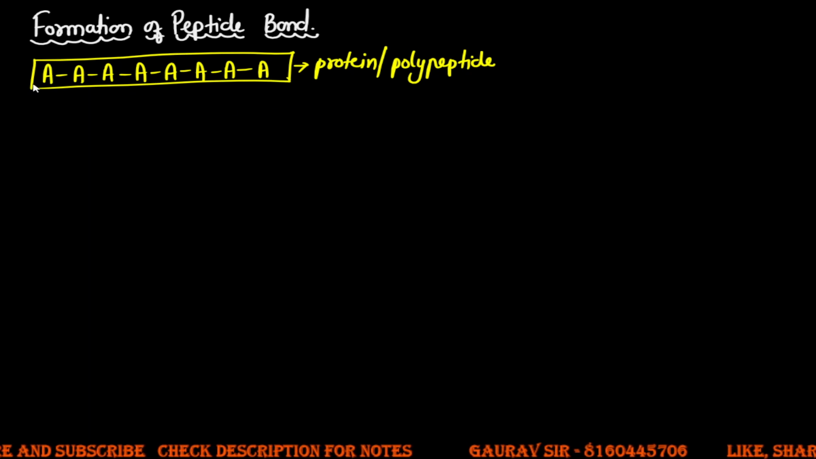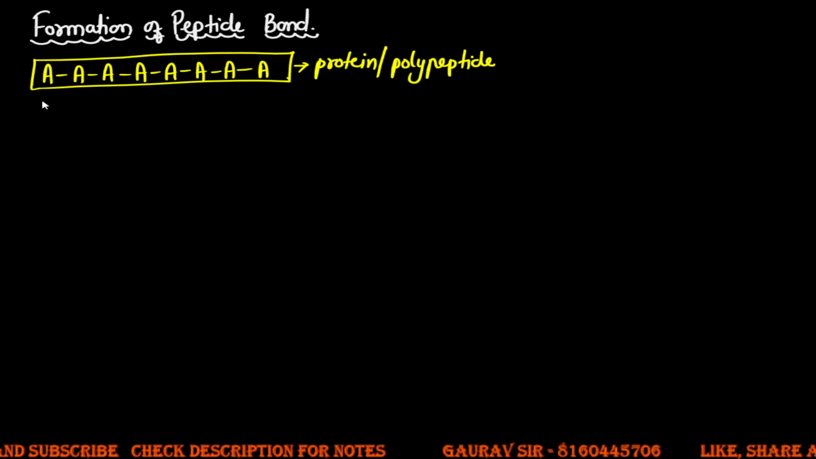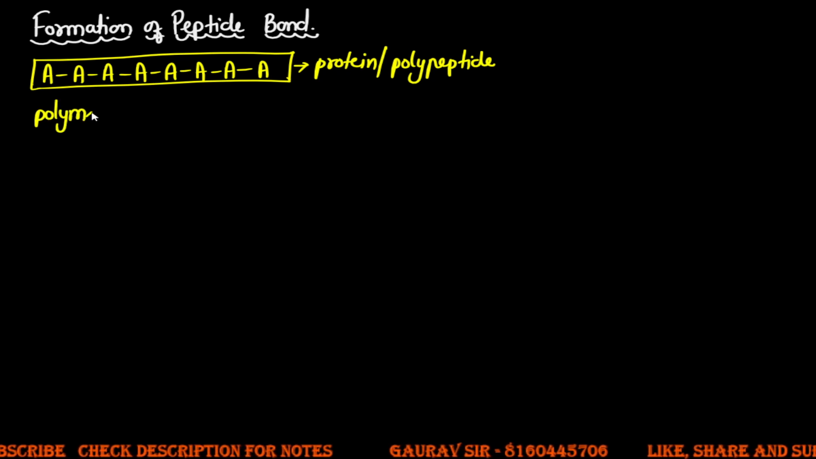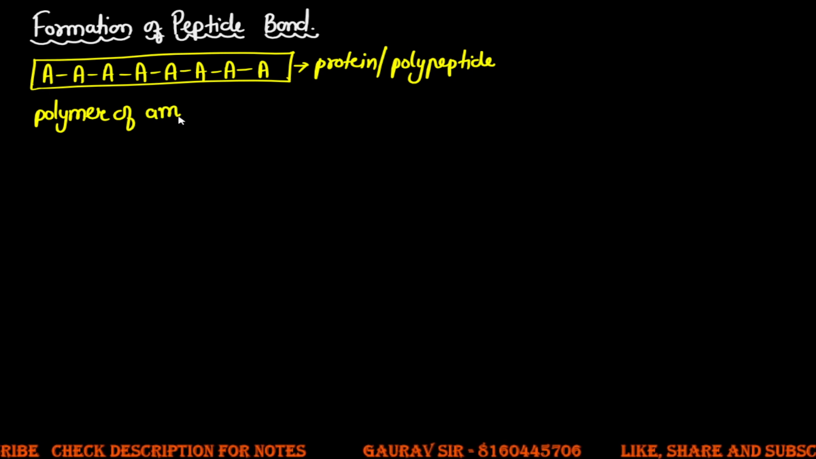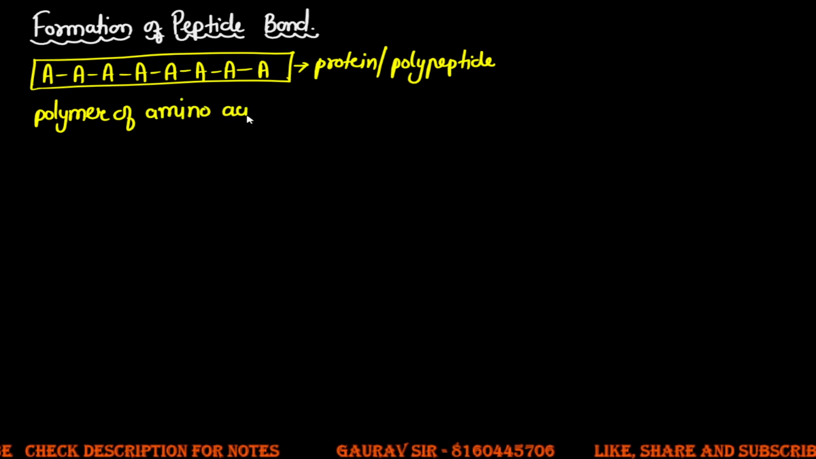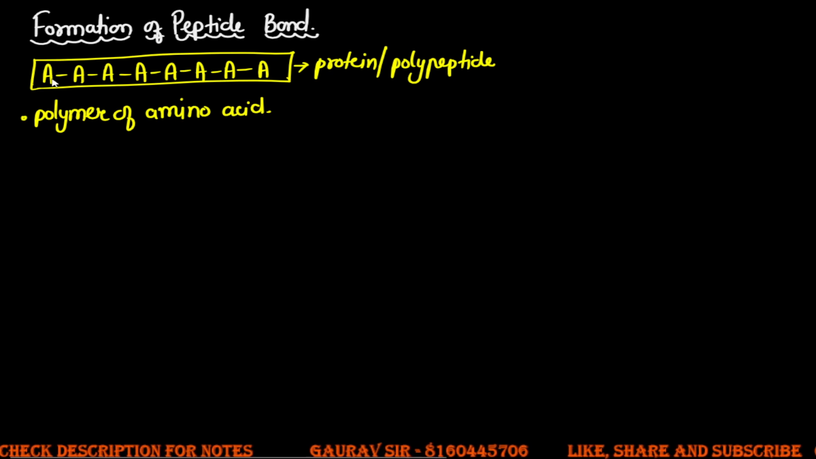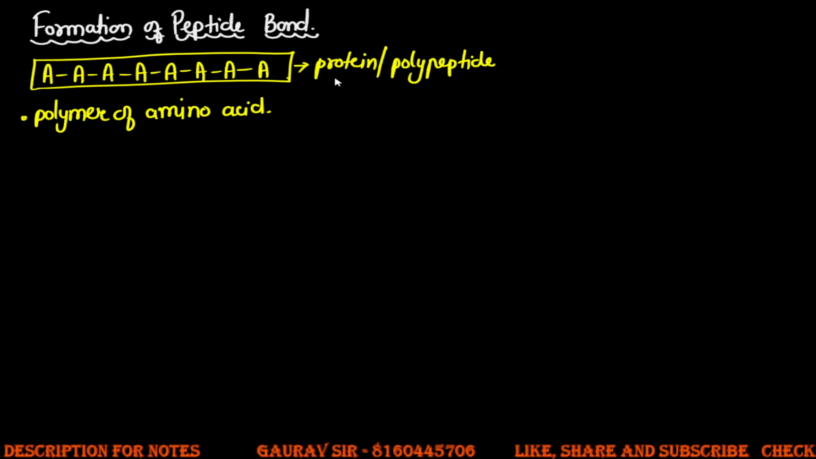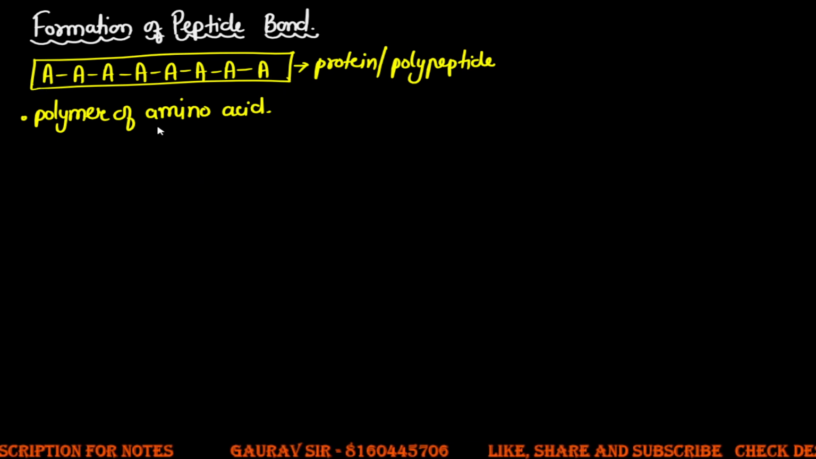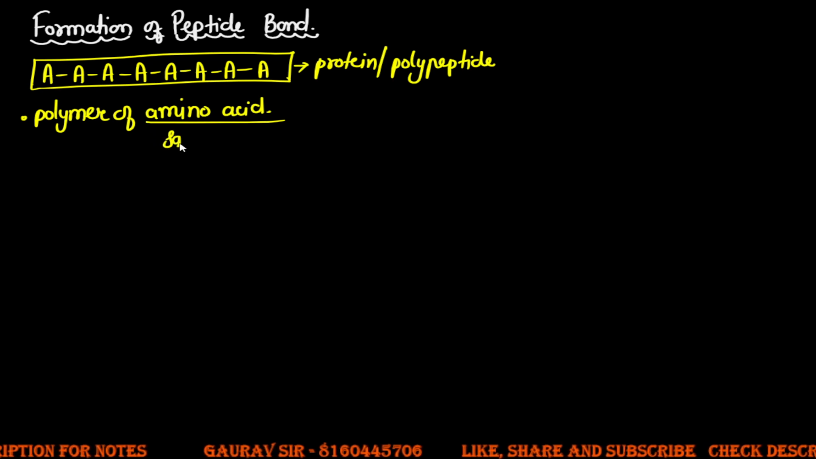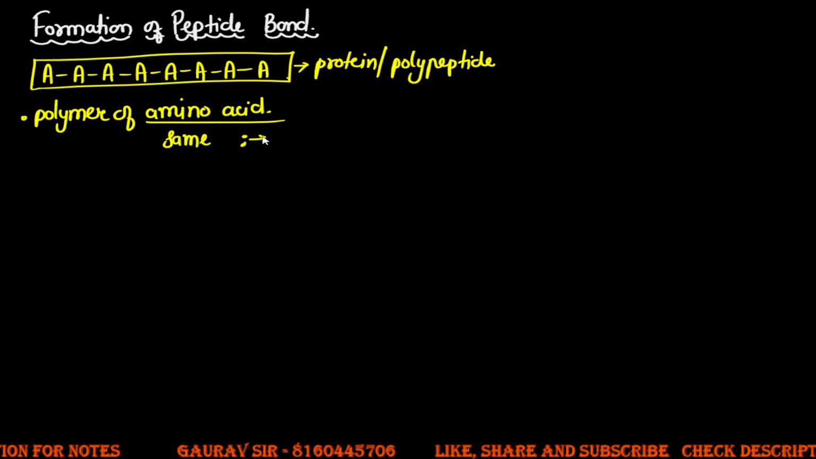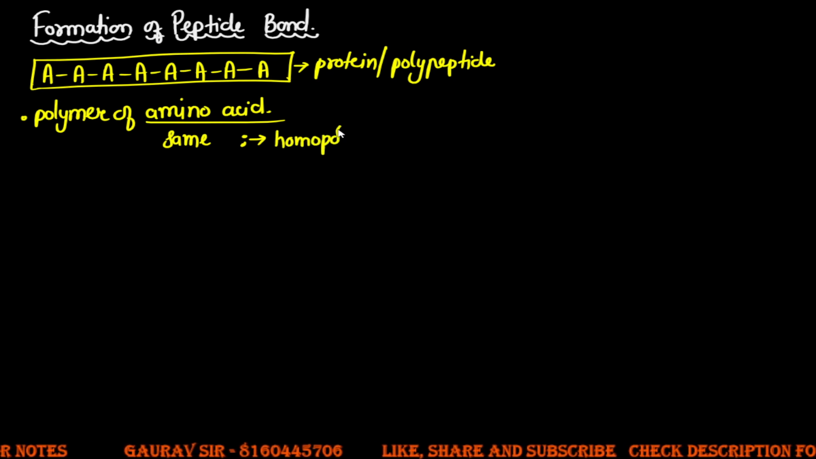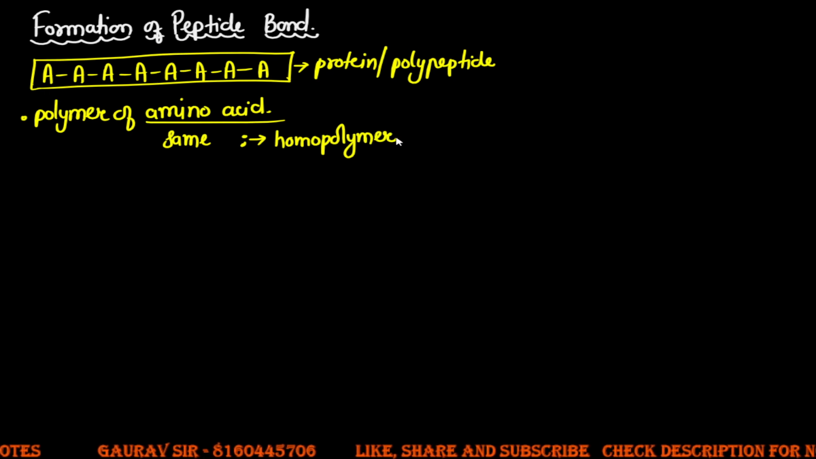Now, since this protein is a polypeptide chain, it's a polymer. What is it? It's a polymer of amino acids. Depending on what these amino acids are, if you have a long chain of amino acids forming a protein and all the amino acids are the same in the chain, then the protein will be called a homopolymer.